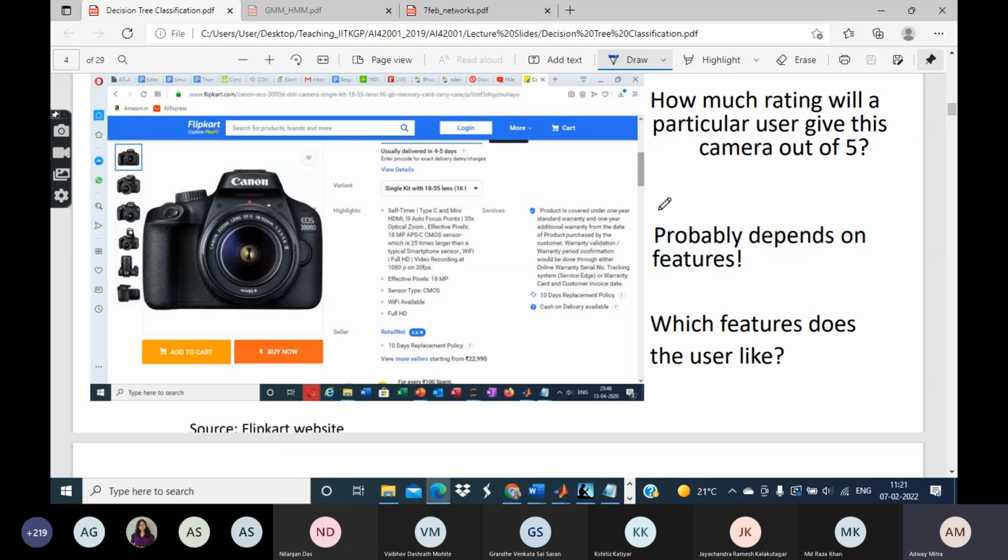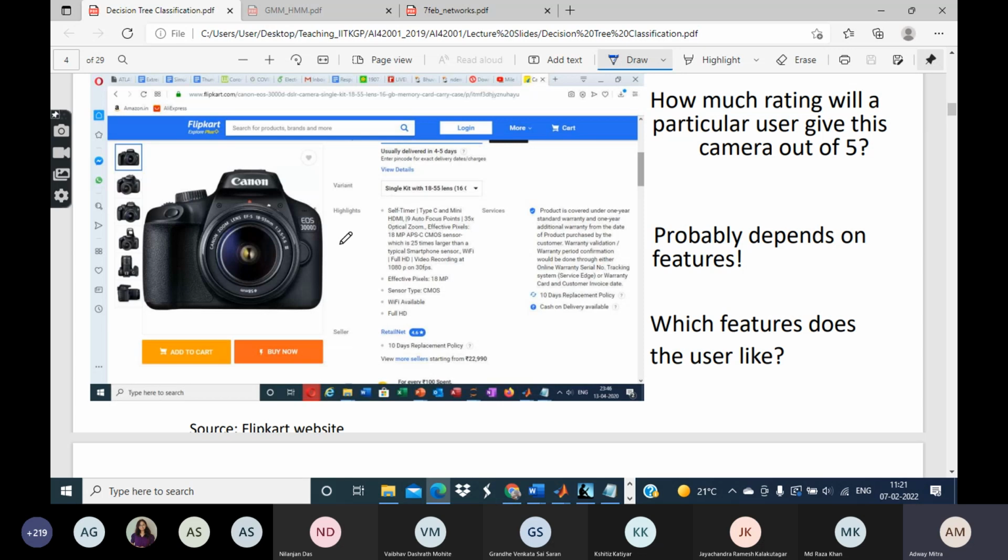Or it may simply be that this belongs to the brand of Canon, and I have some bias towards or against this brand. So I give it 4 out of 5 just based on brand. Or it may be a complex combination of various factors.